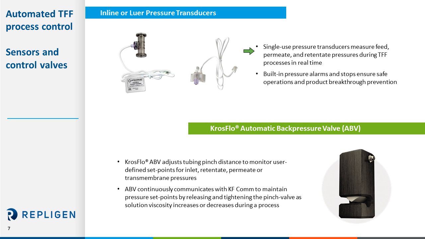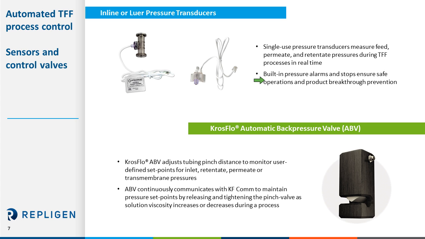A question that comes up from time to time is, what other purpose can pressure measurement serve in a TFF process? With the KR2i TFF system, pressure alarms and stops are built in to ensure safe operations and product breakthrough prevention. For example, a drastic drop in feed pressure may suggest a leak in the system somewhere. Alarms and stops can be implemented so that if this was to occur, the system can warn end users of a problem as well as stop the process immediately.